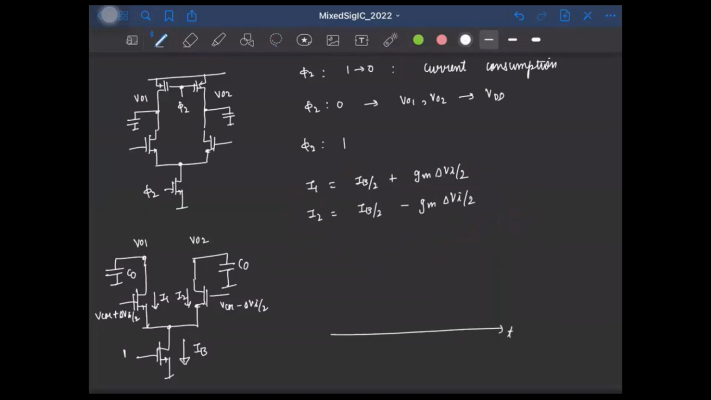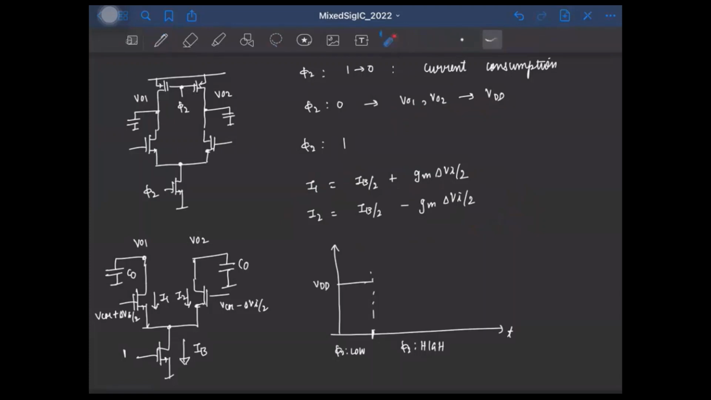So let's say this is the time axis. And let's say at this point, we make phi 2 active, right? So when phi 2 is low, let me draw that here, phi 2 is low here, and phi 2 is high from here. When phi 2 was low, both VO1 and VO2 were reset to VDD. So the output will look like this till phi 2 is low.